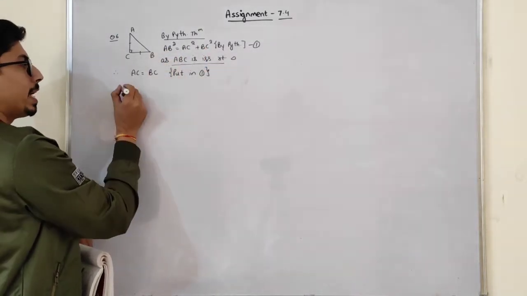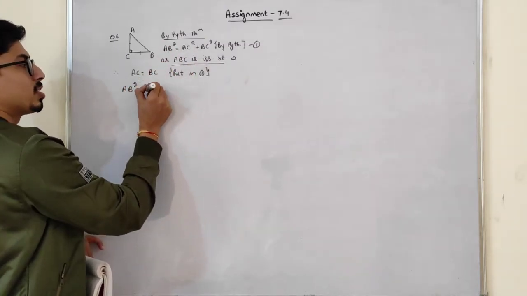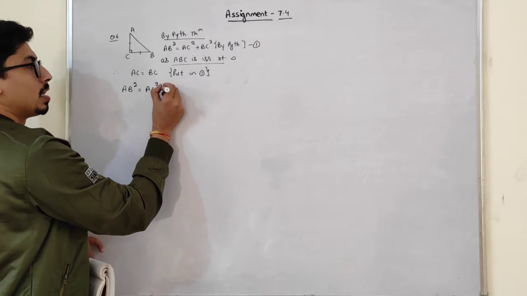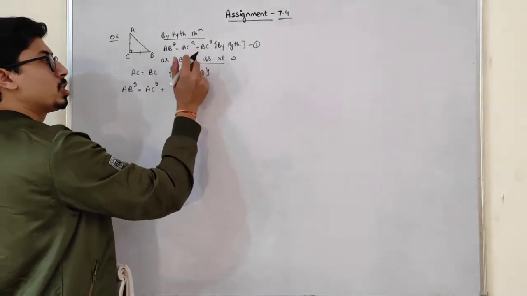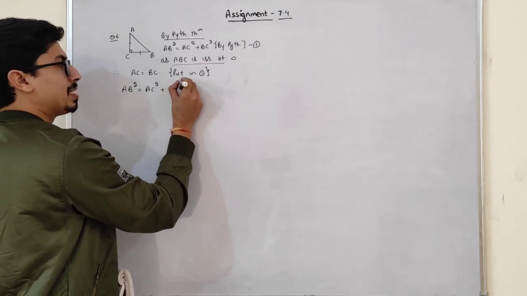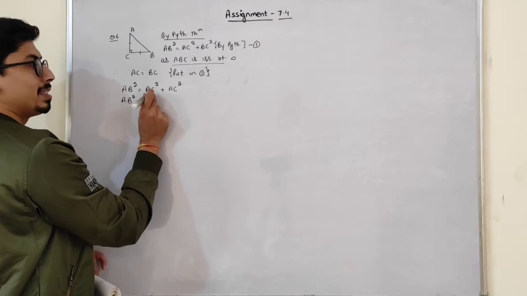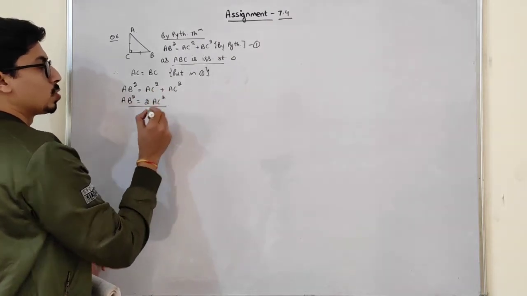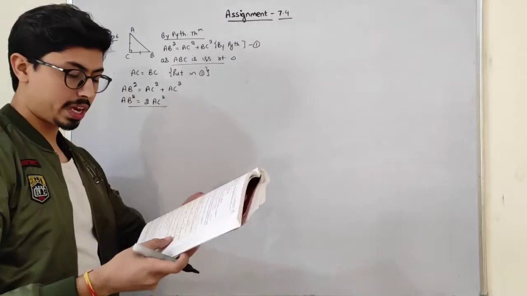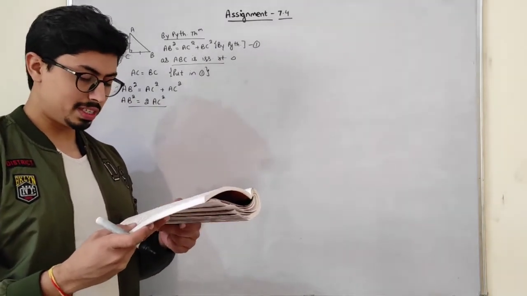So just write down AB square as it is. This AC square as it is. And BC is equals to AC. So just put AC instead of BC. So this AB square is equals to AC square plus AC square. So it will be twice of AC square. So this is my required answer. Okay. So let us move forward to question number 7, students.